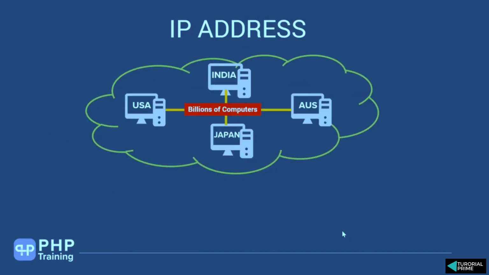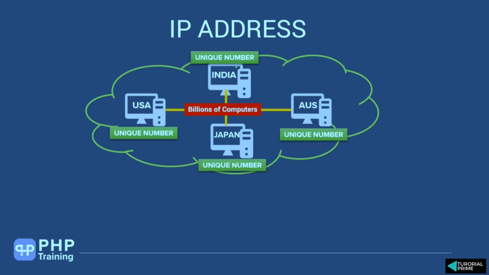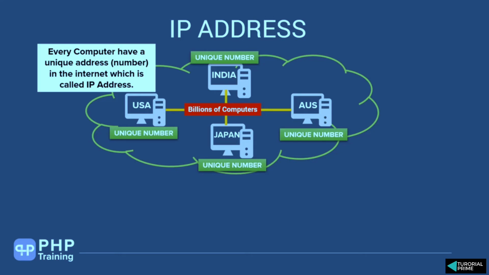Let's take an example of the internet. In the internet, we say there are billions of computers. So how can you uniquely identify them? You can uniquely identify them by giving them a unique number. Once you give them a number, then you can uniquely identify them using that number. And this number is basically nothing but an IP address. Every computer has a unique address, that is the number in the internet, which is called an IP address.